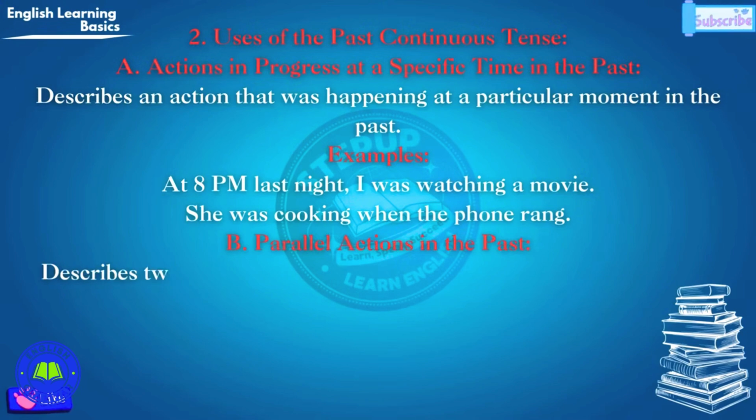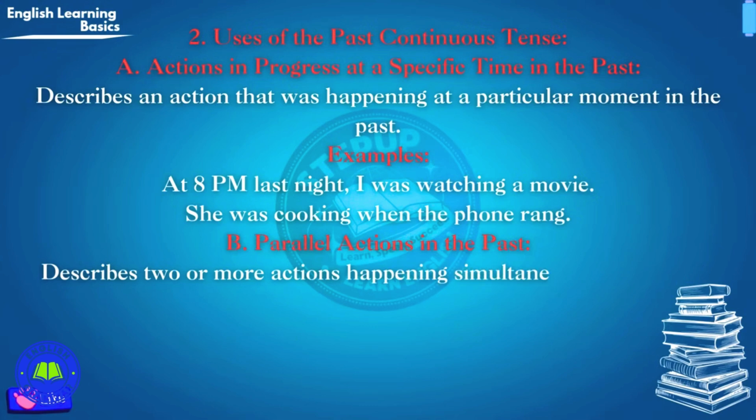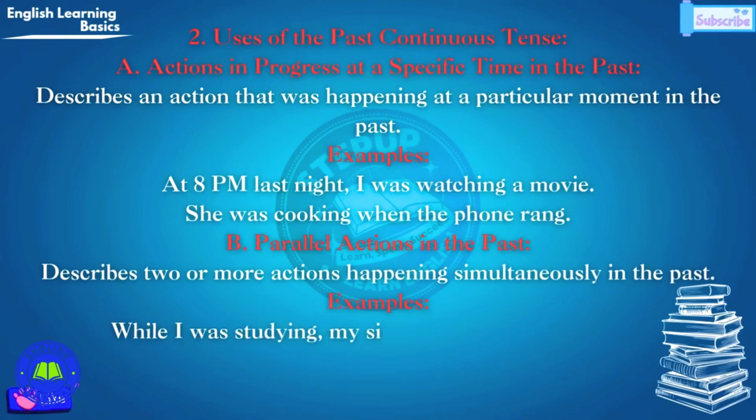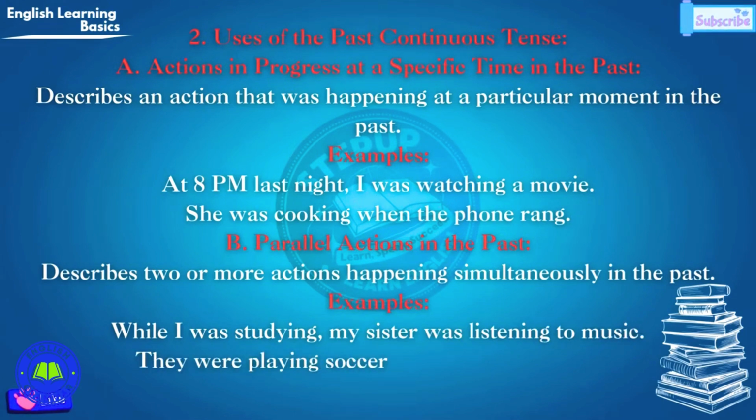B. Parallel actions in the past. Describes 2 or more actions happening simultaneously in the past. Examples. While I was studying, my sister was listening to music. They were playing soccer while we were reading.